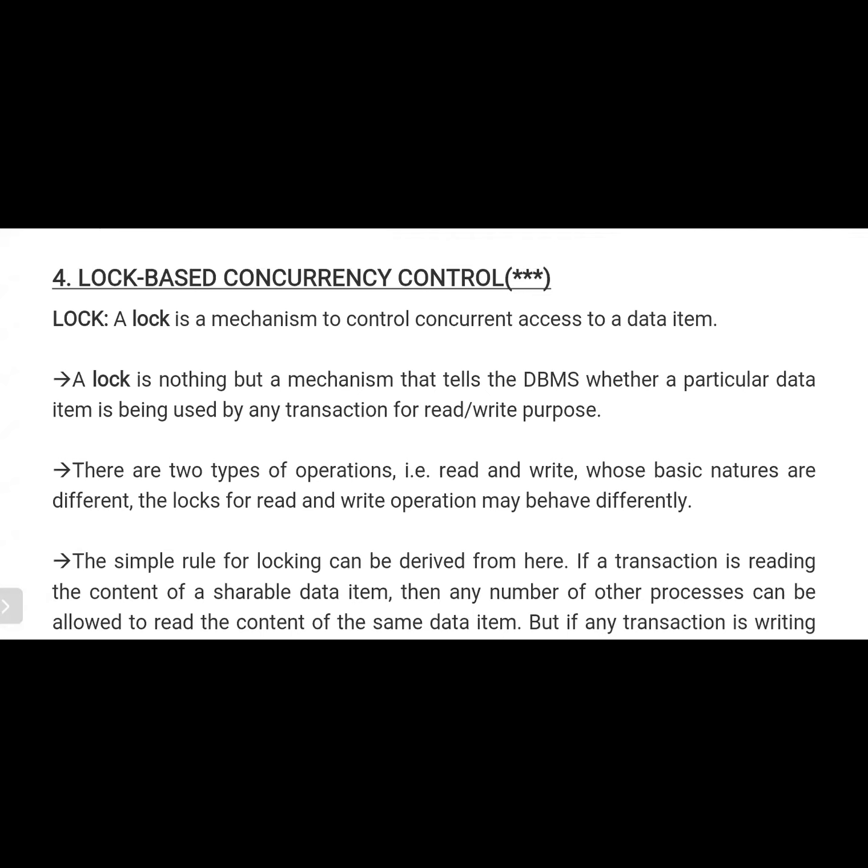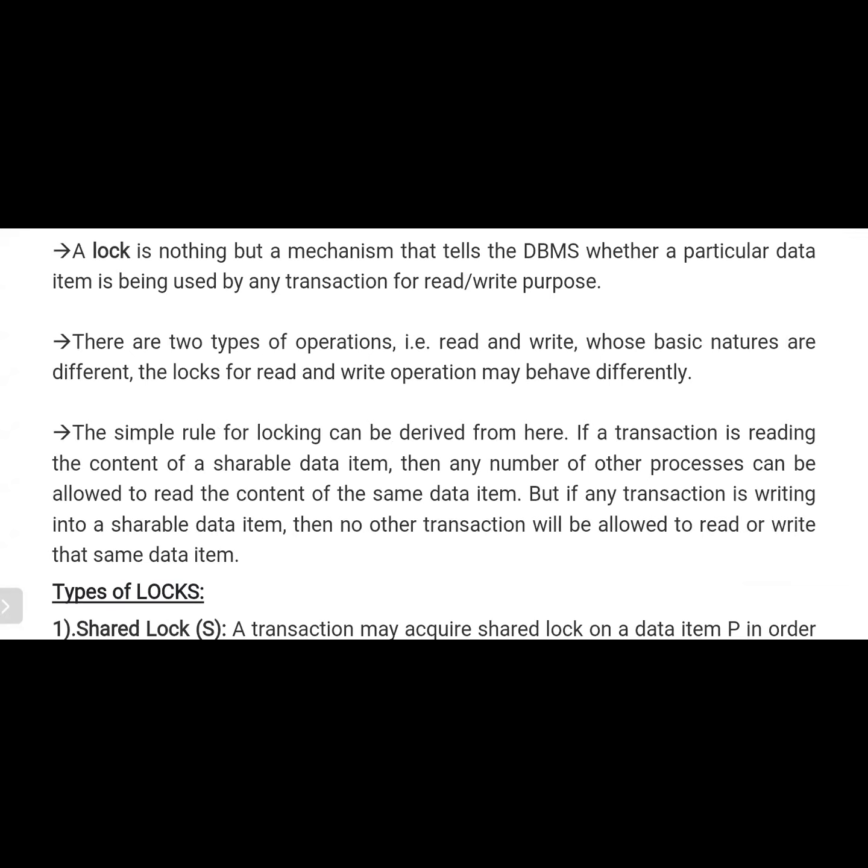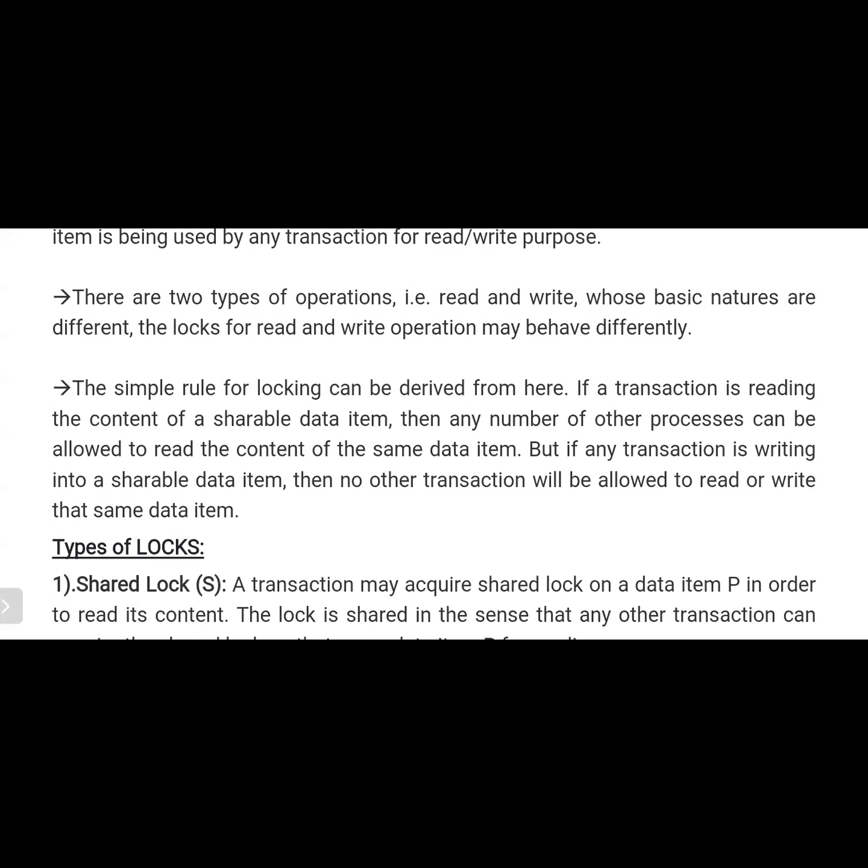Okay. A lock is a mechanism that tells the DBMS whether a particular data item is being used by another transaction to perform either a read or a write operation. There are two types of operations here, read and write, whose basic natures are different, and locks for read and write operations may behave differently. The simple rule of locking can be derived from here. If a transaction is reading the content of a shareable data item, then any number of other transactions can be allowed to read the content of the same data item. But if any transaction is writing into the shareable data item, then no other transaction will be allowed to read or write the same data item.